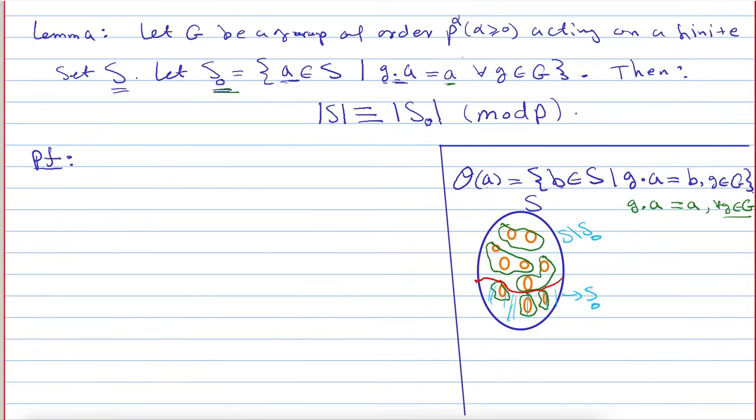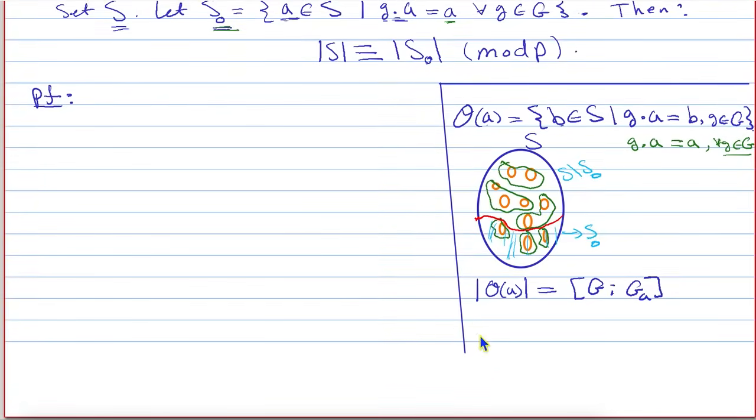Third, remember from the orbit-stabilizer theorem, the size of the orbit of any element is the index in G of the stabilizer of the element in G. And the stabilizer of the element in G is the set of all little g in the group which fix this element, so g dot A again equals A. And this is, of course, a subgroup of the group G.